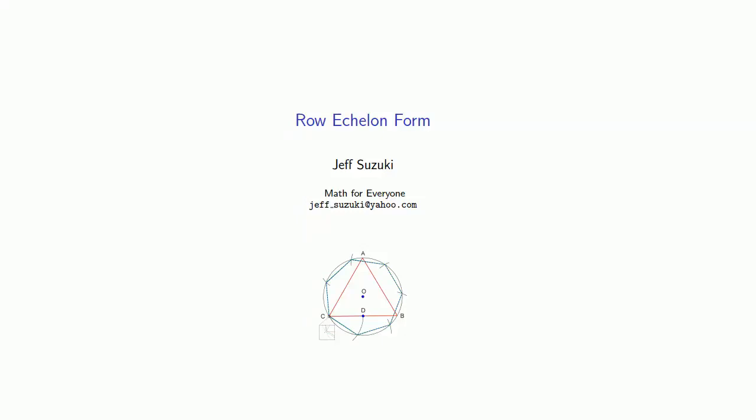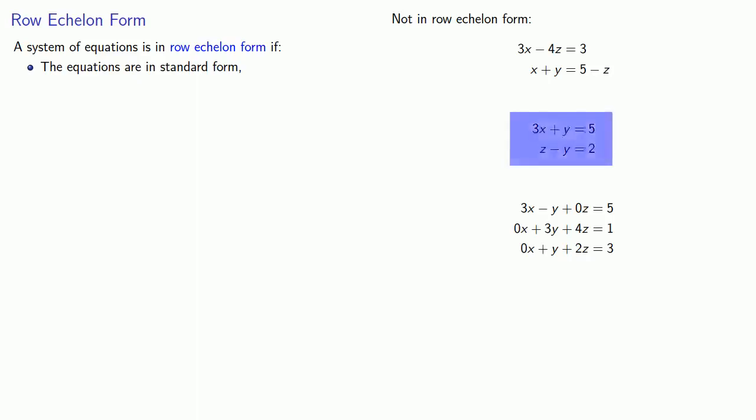An even better form of a system of equations is known as row echelon form. We say that a system of equations is in row echelon form if, first of all, the equations are in standard form. So this system of equations is not in row echelon form because it's not in standard form. Also, if we've agreed to the order x, y, z of the variables, then this system of equations is also not in standard form because the variables are out of order.